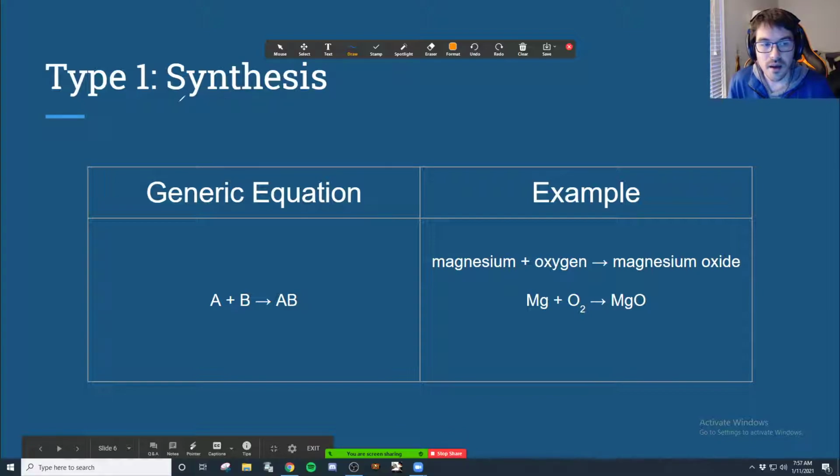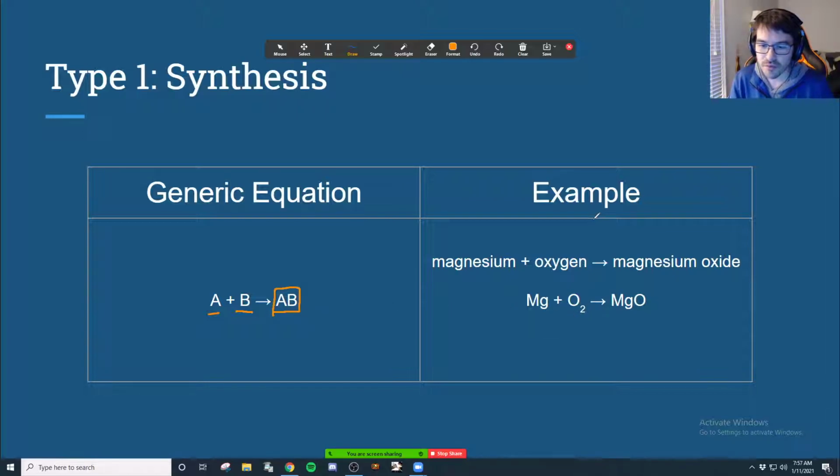Synthesis means like coming together or forming, something like that. So a synthesis reaction looks like this. You're going to have at least 2 different substances that combine together, right? See that plus sign? 2 different substances that combine together into one substance, okay?